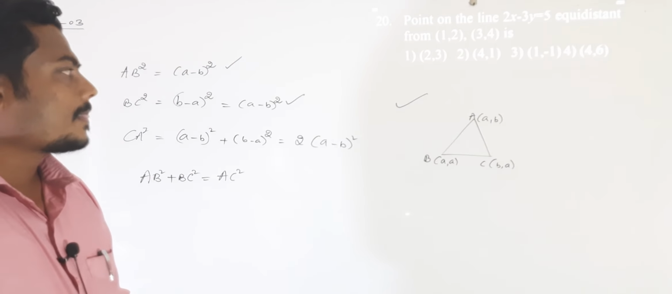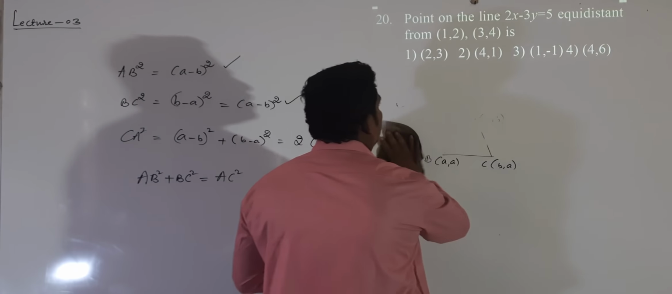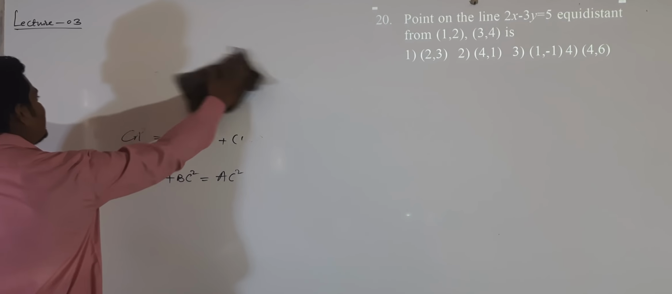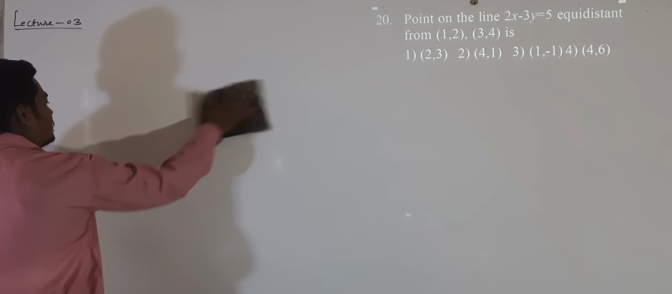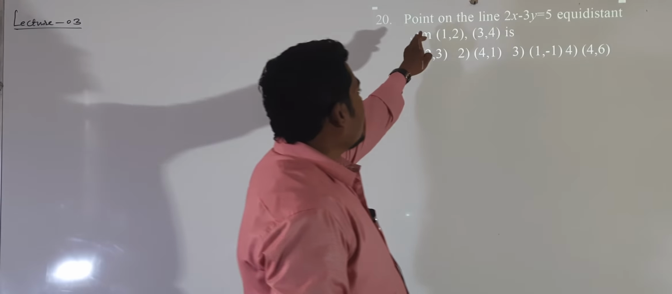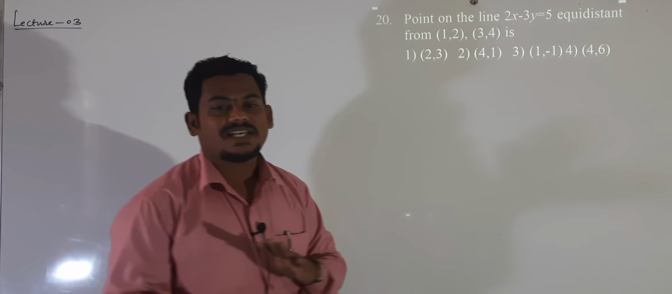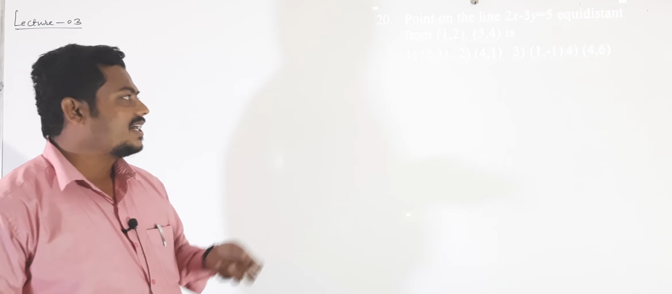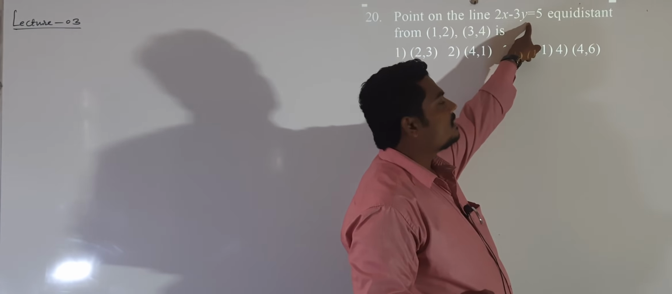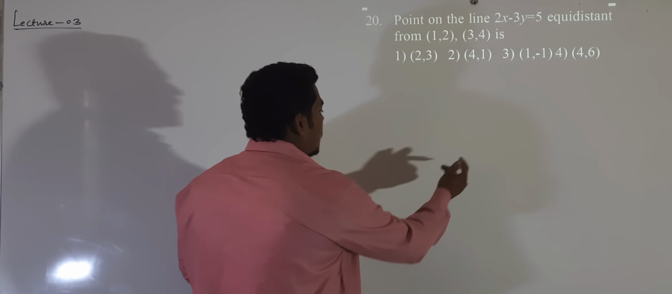Next question. The point on the line 2x minus 3y equal to 5, which is equidistant from given 2 points, is. Point on this line which is equidistant from these 2 points. We need to find that point which lies on this line and is equidistant from these 2 points.